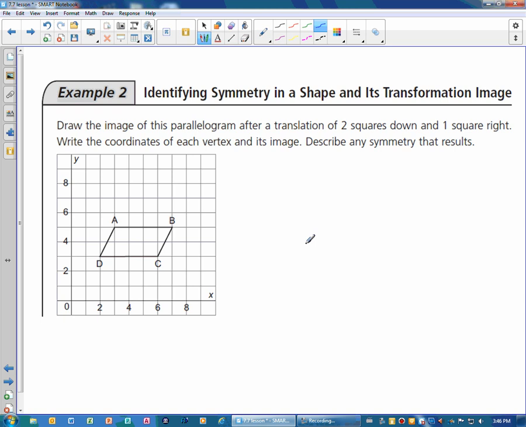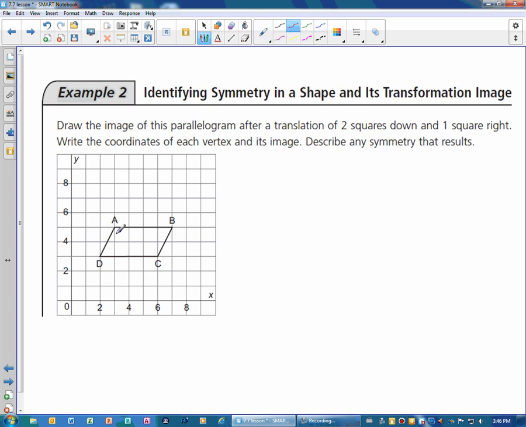Okay, example number 2 says identifying symmetry in a shape and its transformation image. So it says draw the image of this parallelogram after a translation of 2 squares down and 1 square to the right. Write the coordinates of each vertex and its image and describe any symmetry that results. Okay, 2 down, 1 right.